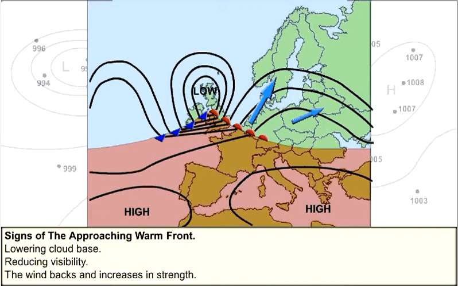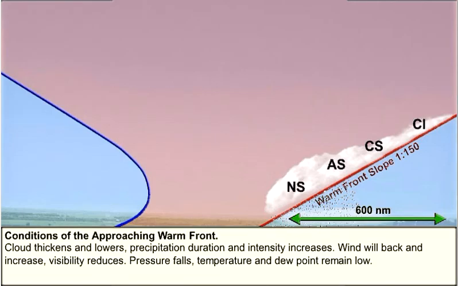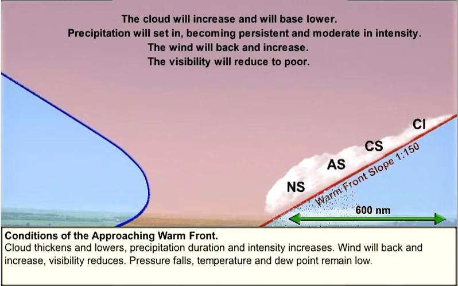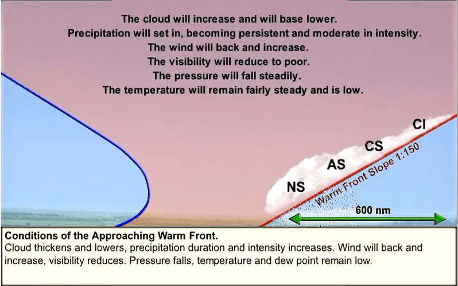To summarize, these are the conditions that you would expect to observe at the surface with an approaching warm front. The cloud will increase and the base will lower. Precipitation will set in, becoming persistent and moderate in intensity. The wind will back and increase in strength. The visibility will deteriorate. The pressure will fall steadily. The temperature will remain at a fairly steady low value. The dew point will usually be steady and fairly low.